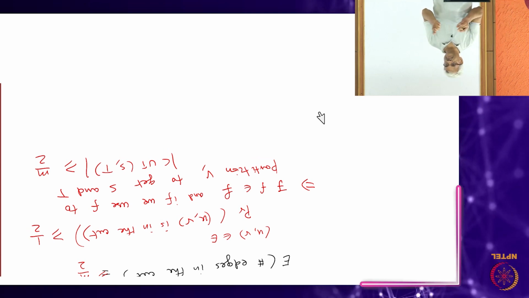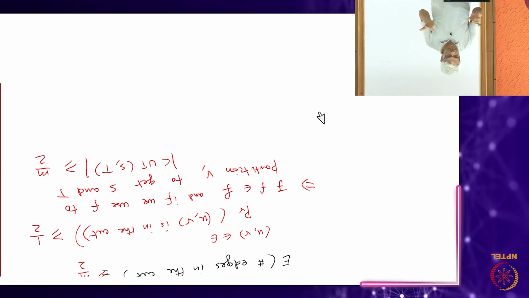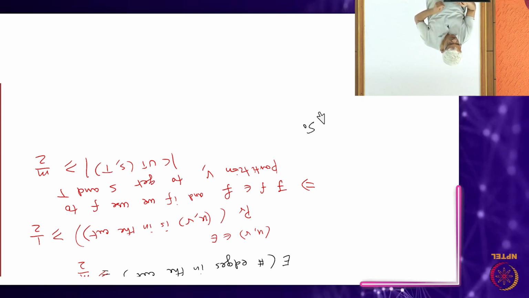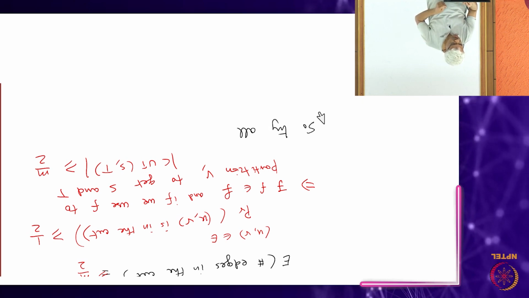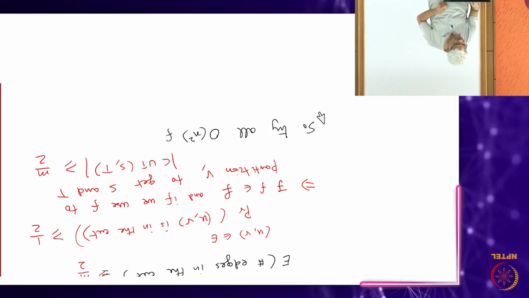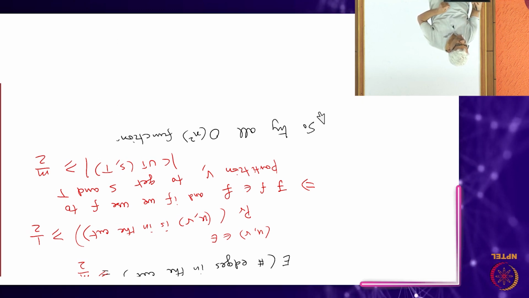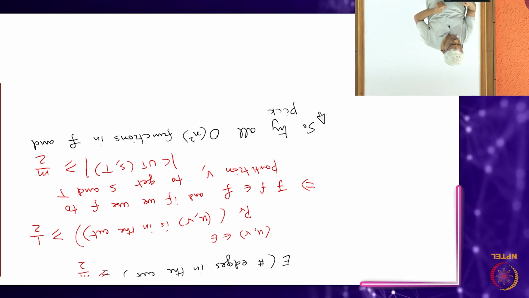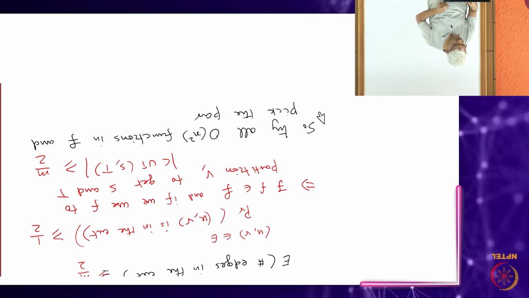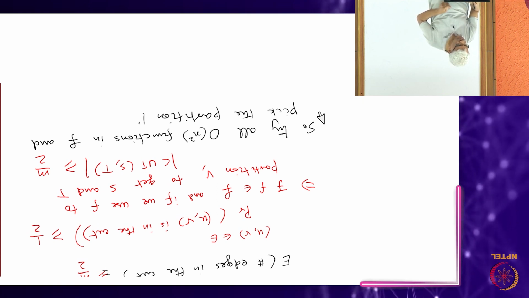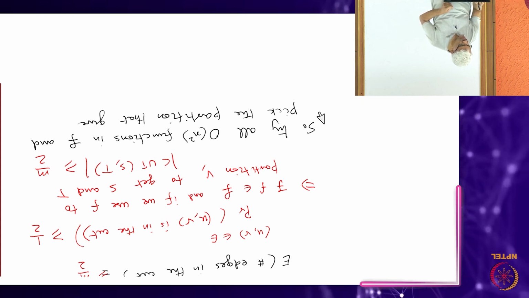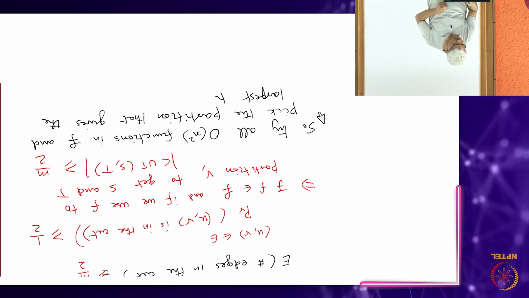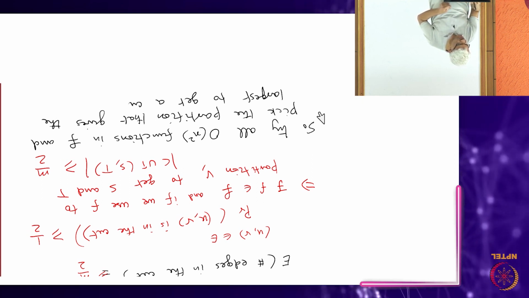How do I de-randomize it? Find it by brute force, try one by one. Try all order n square functions in F and pick the partition that gives the largest, to get a cut of size at least m by 2.